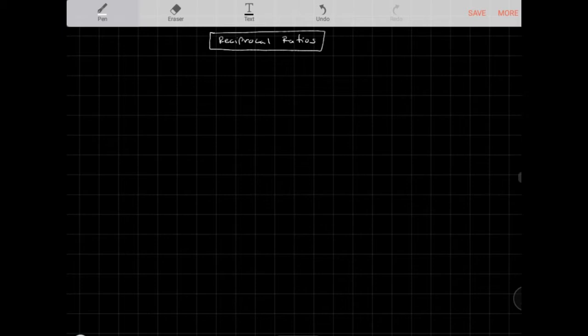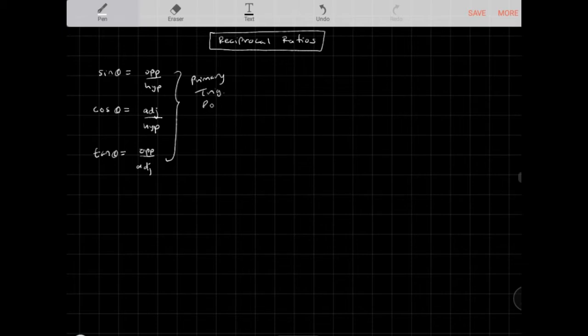So previously we took a look at our primary trig ratios, which include the sine ratio, sine theta, which is equal to the opposite side over the hypotenuse. We also looked at the cosine ratio, which was equal to the adjacent side over the hypotenuse, and the tan ratio, which was equal to the opposite side over the adjacent side. And we noted that these primary trig ratios were only used for right angle triangles. As long as there was a right angle triangle, we could use these ratios, right?